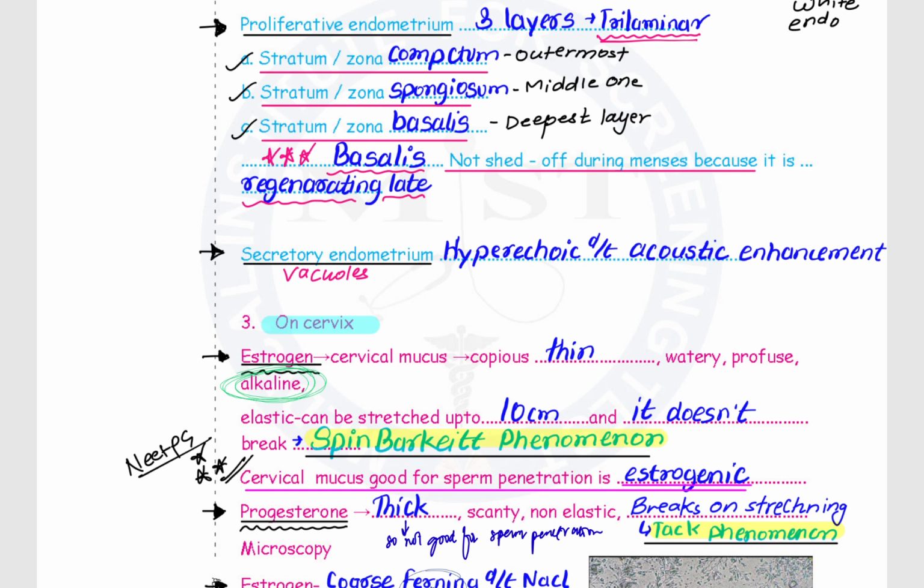Estrogen makes it alkaline. Now, this cervical mucus is good for sperm penetration. Good for sperm penetration is estrogenic. That is when the sperm enters and then ovulation can happen. So before ovulation is the estrogenic phase, and that's the best period for sperm penetration.